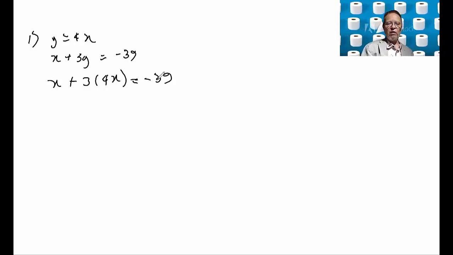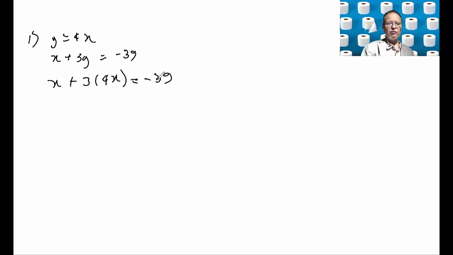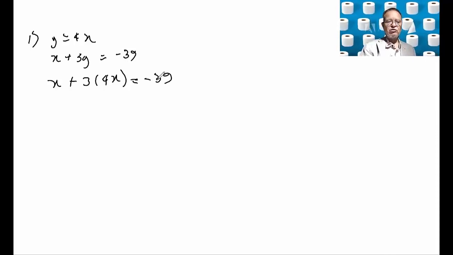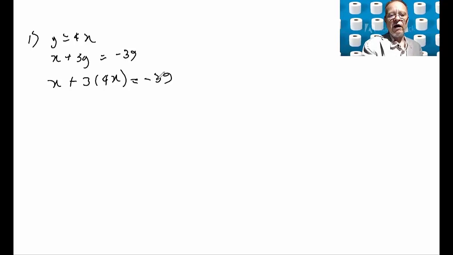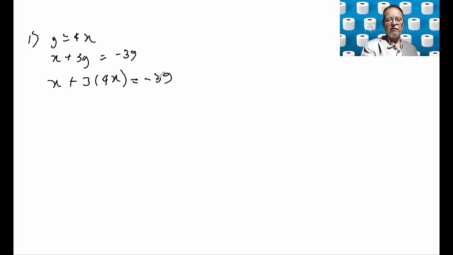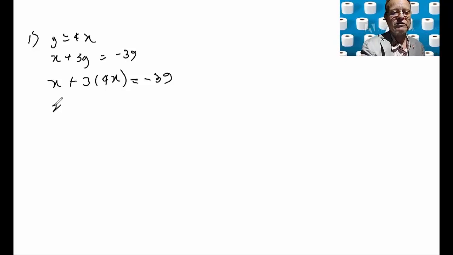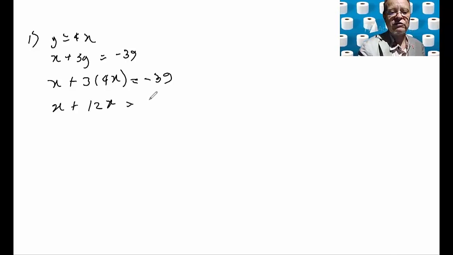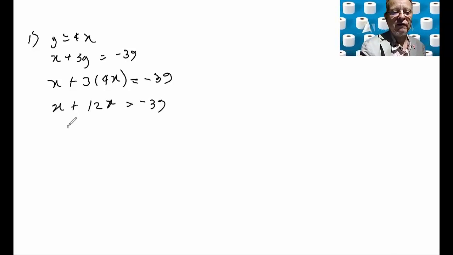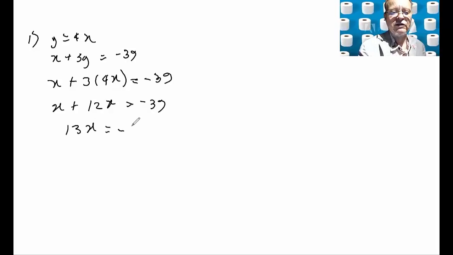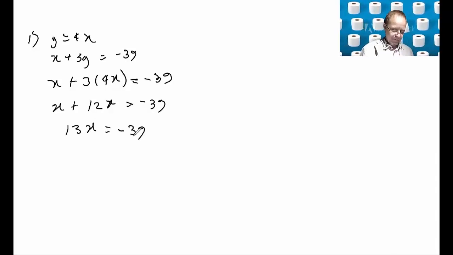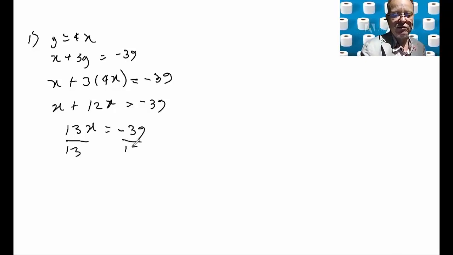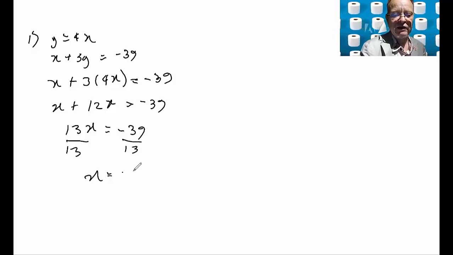Now, I only have one variable and everything is in terms of one variable. So now I can just perform a regular algebraic solution, solve this in a regular algebraic way. So I have x plus 12x is equal to negative 39. So now I have 13x is equal to negative 39. And that means that x, I divide each side by 13, and that means x is negative 3.